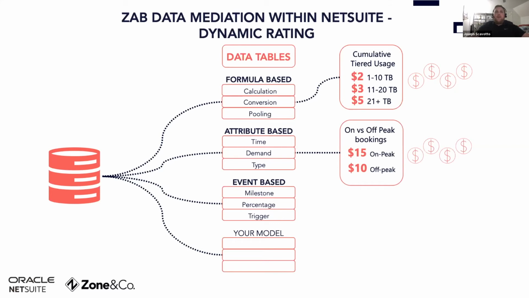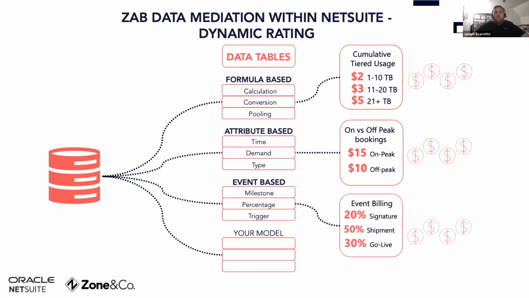Under the old model of having to do that in Excel, you really run the risk of missing some of that off-peak or on-peak pricing, because that had the risk of doing that offline in Excel. And then we might have some sort of event base as well. So maybe it's milestone, where we're going to charge 20% on signature. So more of an event or trigger base.